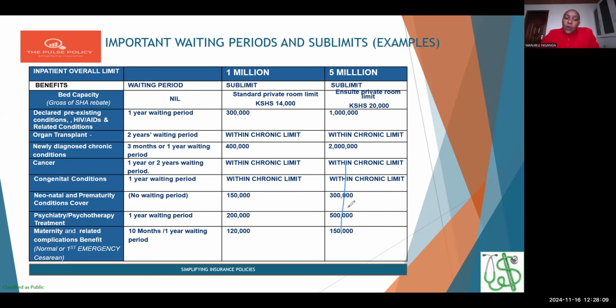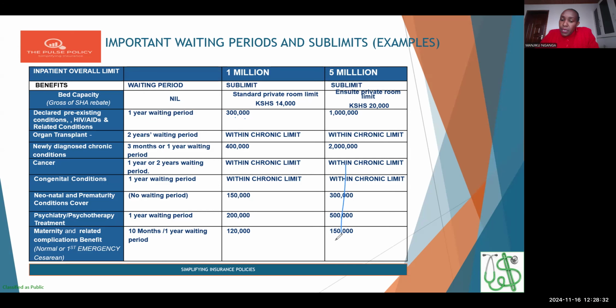So again, the waiting periods here differ in the market. You get some companies giving you a 10 months waiting period. In other cases, you're going to get a 1 year waiting period. So again, the waiting periods, the limits, sublimits apply. So you cannot spend a whole 1 million cover on maternity. So they're going to give you a sublimit. Again, 5 million, you cannot spend a whole 5 million on maternity. They're going to give you a sublimit.